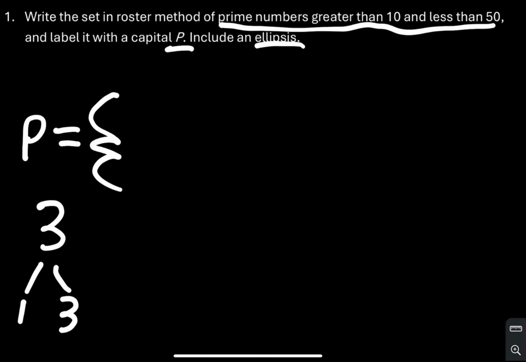Now you can't break down 3 any further. And if I would divide 3 by 1, I would get 3. And if I divided 3 by 3, I would get 1. So those are 2 whole numbers. So that means that 3 is a prime number.